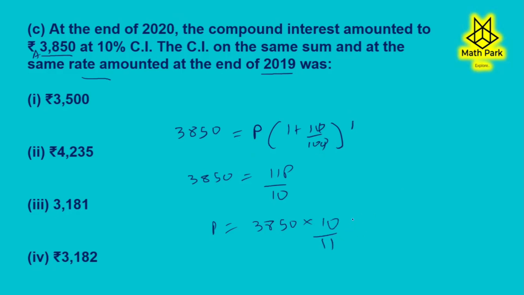Dividing 38500 by 11. 11 threes are 33 and then 5. So 38 minus 33 is 5. So 11 5s are 55. And that is how you get this as 3,500. So 3,500 was the sum at the same rate amounted at the end of 2019.